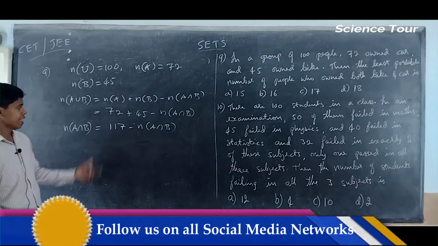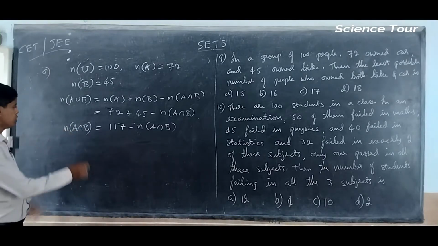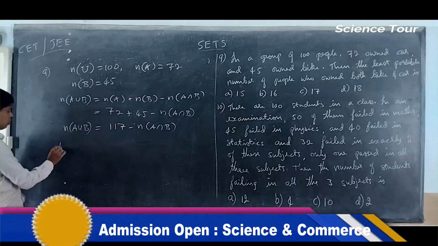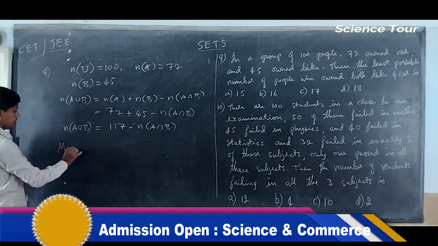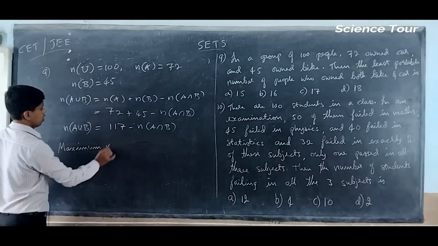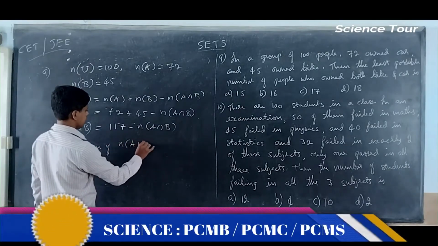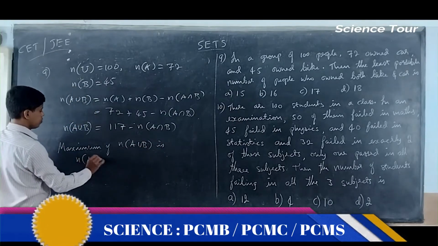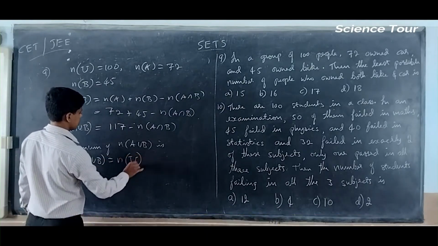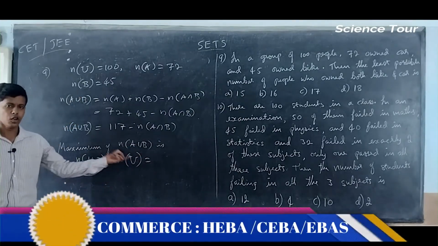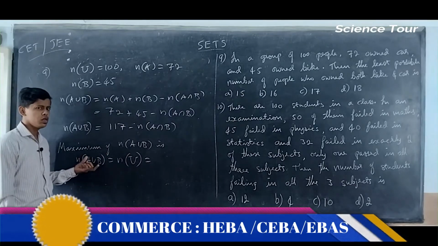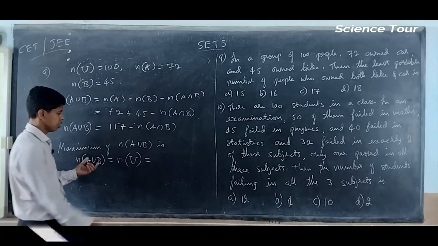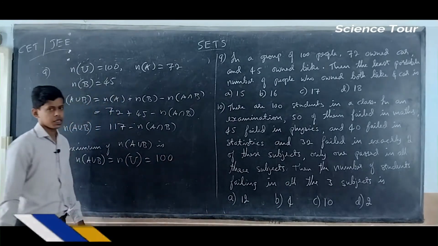Now analyze. What is the highest value of A union B? What is the maximum value, the highest value of n of A union B possible? The highest value possible is just n of universal. You cannot go beyond universal. The maximum possible for you to achieve for the union is 100. It cannot be more than 100.